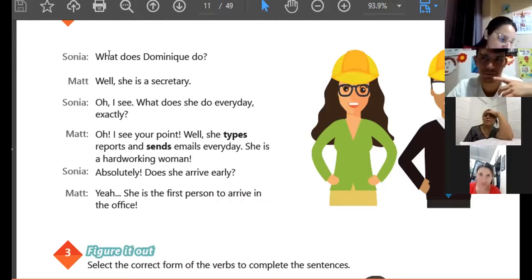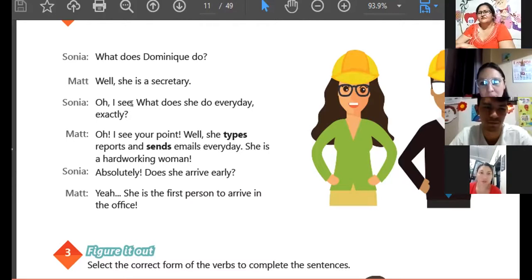What does Dominic do? Well, she's a secretary. Oh, I see. What does she do every day? Exactly. Oh, I see your point. Well, she types reports and sends emails every day. She is a hardworking woman. Absolutely. Does she arrive early? Yeah, she's the first person to arrive in the office.